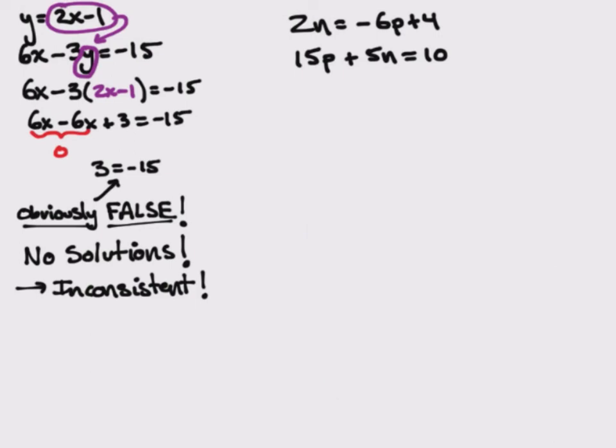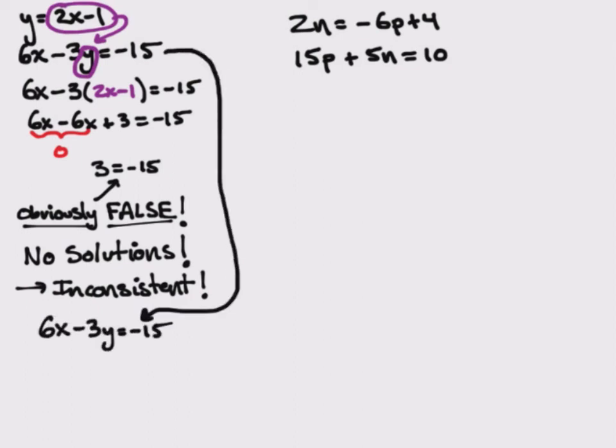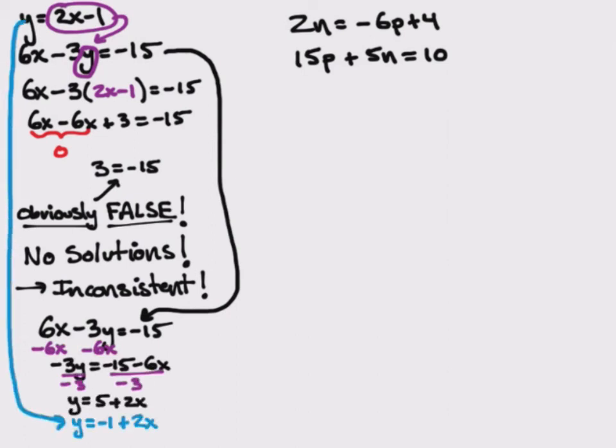And note to self, if we had solved both of our original equations for y, we would have gotten y equals 5 plus 2x and y equals negative 1 plus 2x. Of course, y, whatever number that is, can't possibly be both 5 plus 2x and negative 1 plus 2x. And if we had tried to solve this system of equations graphically, these two are parallel lines. They have the same slope, but different y-intercepts, so they never intersect. One more reason we know this system of equations has no solutions.